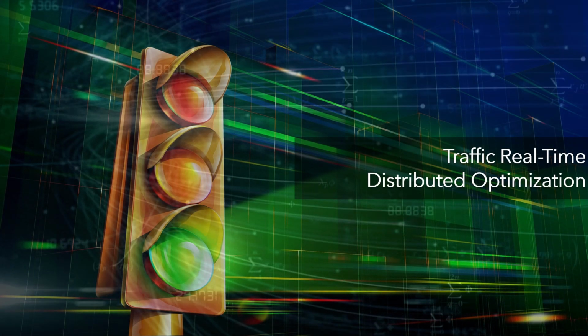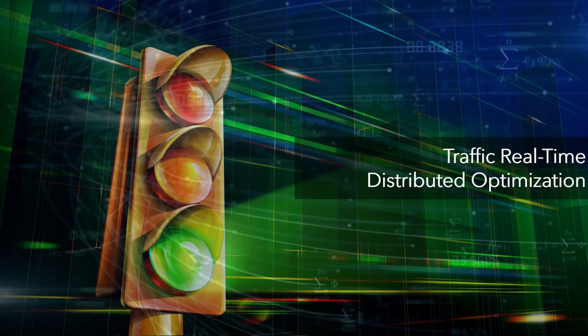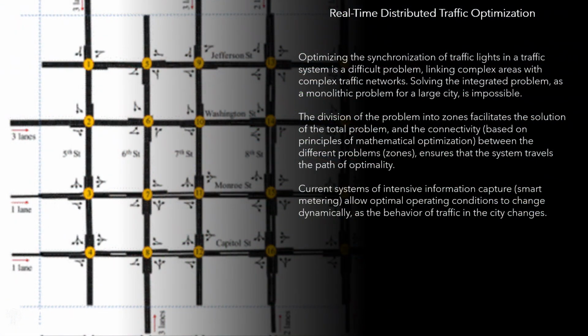Real-time distributed traffic optimization. This is an important area of research and development for high. Optimizing the synchronization of traffic lights in a traffic system is a difficult problem, linking complex areas with complex traffic networks. Solving the integrated problem, as a monolithic problem for a large city, is impossible. The division of the problem into zones facilitates the solution of the total problem, and the connectivity, based on principles of mathematical optimization, between the different problems, zones, ensures that the system travels the path of optimality. Current systems of intensive information capture, smart metering, allow optimal operating conditions to change dynamically, as the behavior of traffic in the city changes.